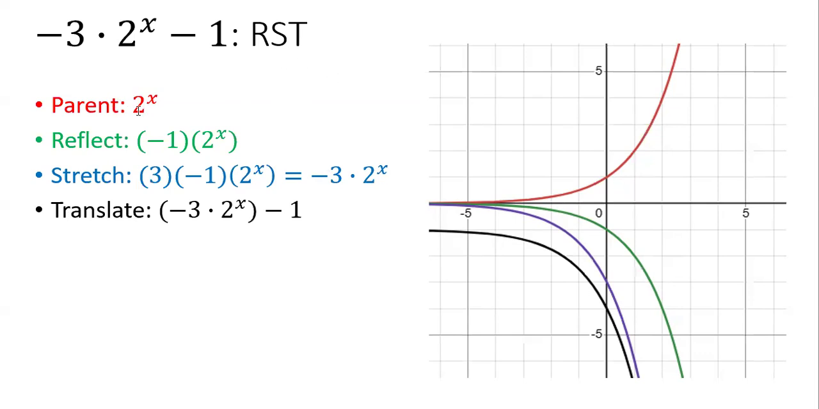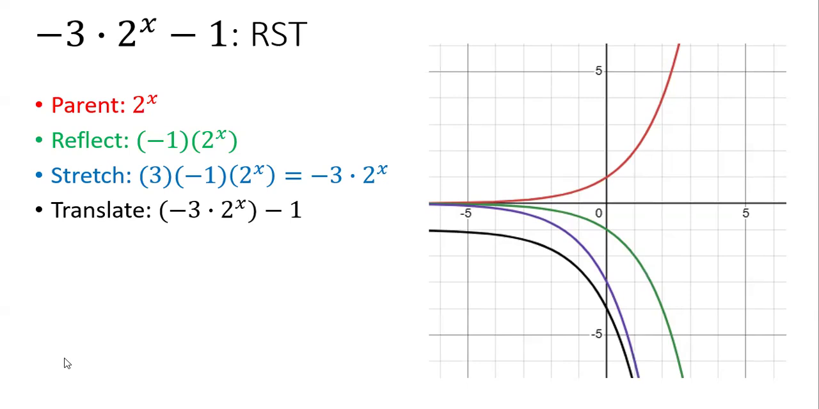So we take the parent function, 2 to the x, this one right here. I try to match the colors. If we first reflect it, it's this one right here. We stretch it vertically, so now it's this one over here. When you stretch it vertically, it looks more compressed horizontally. You remember this kind of an inverse relationship. And then we translate, that's this black one over here. Okay? This is the order that's happening over here.